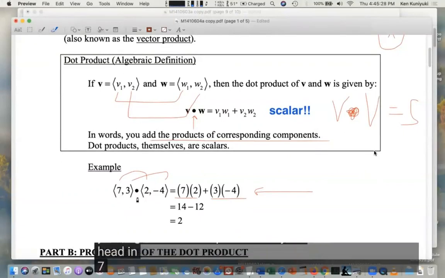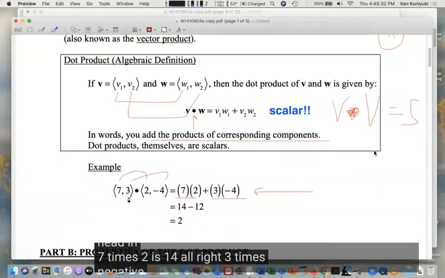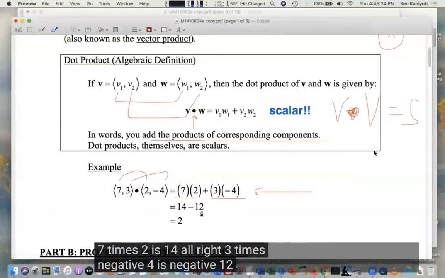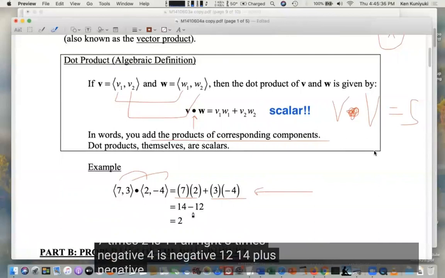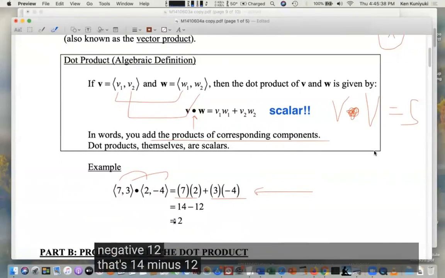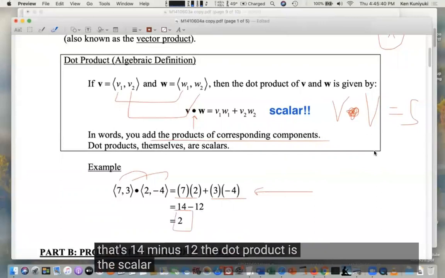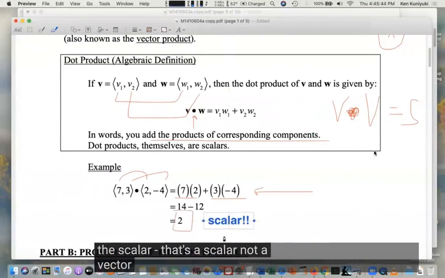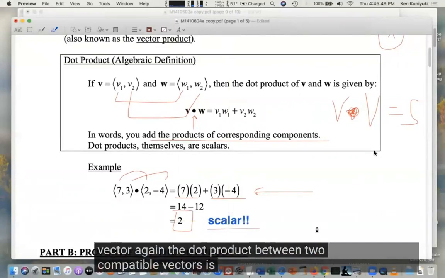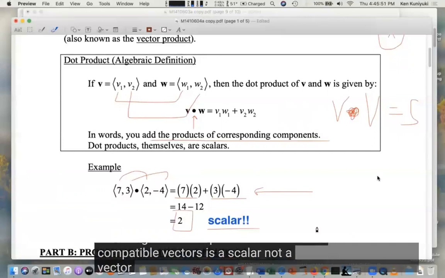In any case, 7 times 2 is 14, right? 3 times -4 is -12. 14 plus -12, that's 14 minus 12. The dot product is the scalar 2. That's a scalar, not a vector. Again, the dot product between two compatible vectors is a scalar, not a vector.